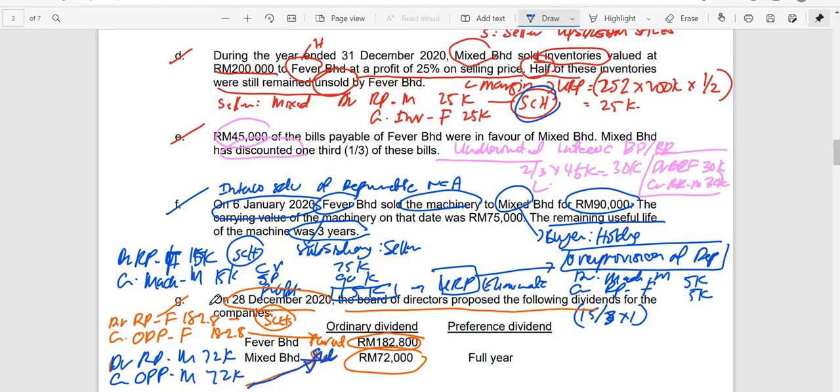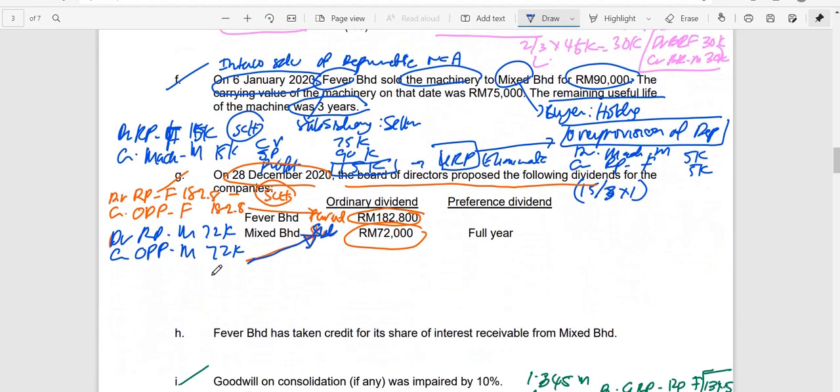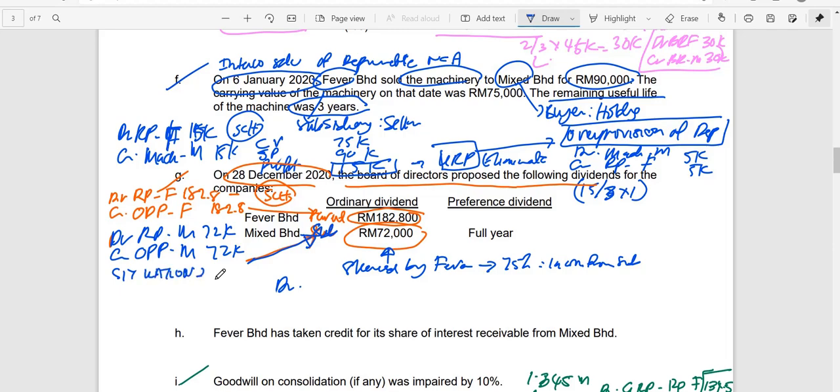But bear in mind, when the dividend was declared by the subsidiary, part of this 72,000 is being shared by Fever, because Fever acquired 75%. So this is actually income from subsidiary. So Fever has not recorded this. So this is situation number 2. You learned this, right? Situation 2. In the dividend there are 3 situations. This is situation 2. So you need to take some of the dividend that was declared by the subsidiary, which is 72. So you will remove only dividend payable.